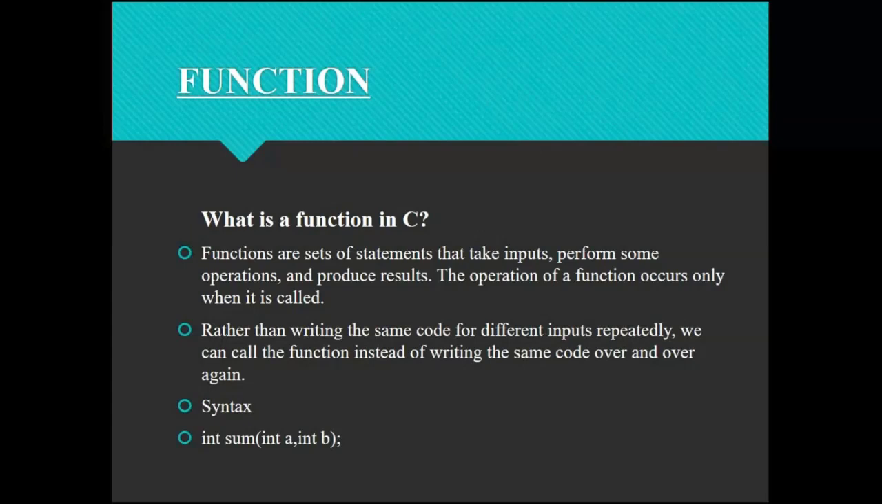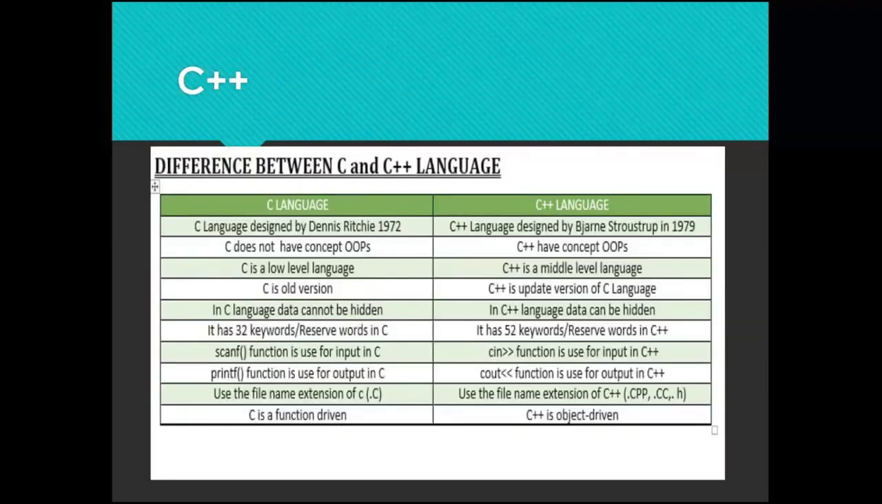One of the most important things in C programming is the function. Functions are a set of statements that take input, perform some operation and produce a result. The operation of a function occurs only when it is called. The use of functions is to reduce the size of the program. Syntax: int sum(int a, int b). Int is the return type, sum is the function name, and int a and int b are the parameters.